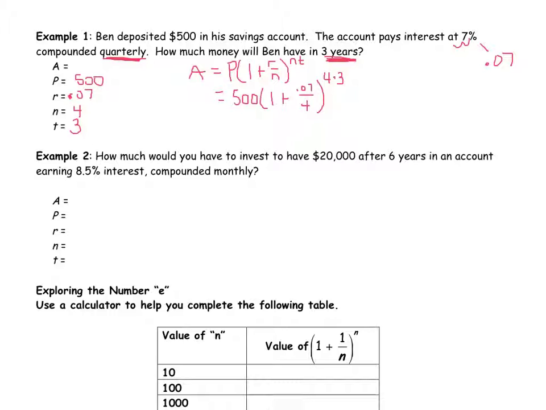Okay, so after plugging that into your calculator, you should have gotten that the money after 3 years would be $615.72. And of course, we're going to round to the nearest hundredth because that's what the cents would be.